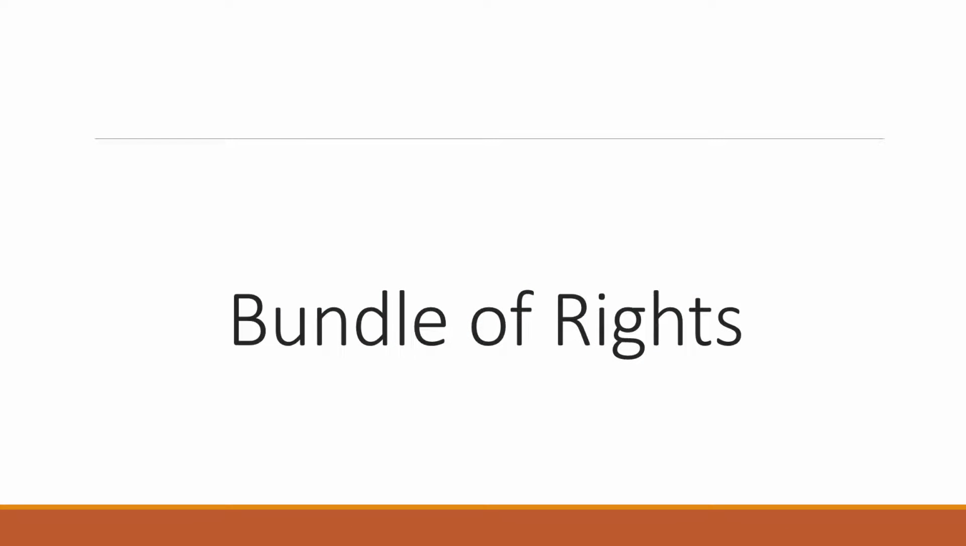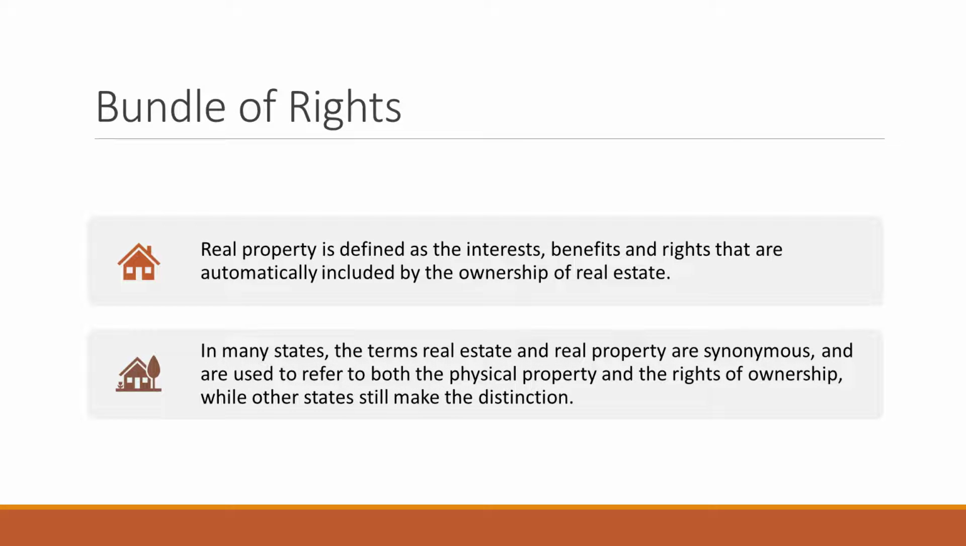Next, we will discuss the bundle of legal rights that go along with ownership of real property. Real property is defined as the interests, benefits, and rights that are automatically included by the ownership of real estate. In many states, the term real estate and real property are synonymous and are used to refer to both the physical property and the rights of ownership, while other states still make the distinction.